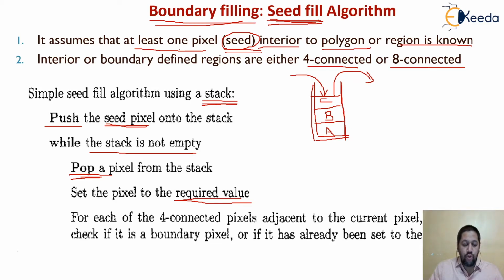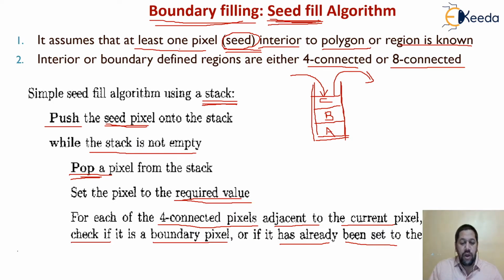After that, for each of the four connected pixels adjacent to the current pixel, we check whether it is a boundary pixel, or whether it has already been set to the polygon color. These are the two things we consider in our algorithm. If it is neither, we insert it into the stack, and this procedure is continued until we reach the boundary value. So this is the simple algorithm.